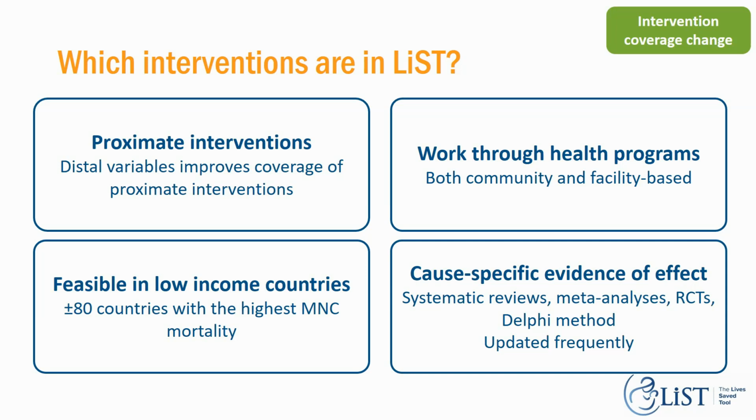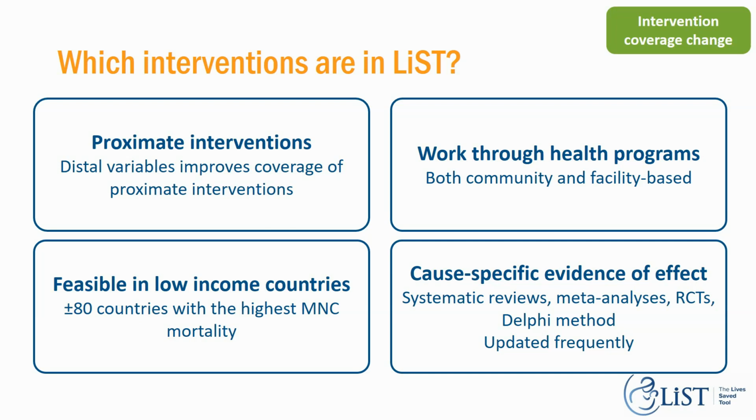The more distal variables that have an impact also on mortality, but that are not direct, that are not proximate, such as maternal education, such as increased GDP, we assume that those distal variables will affect the coverage, so the proximate interventions, and those will in turn affect mortality. The interventions also need to work through health programs, so whether they're community or facility-based doesn't matter, but it does need to go through a health program.